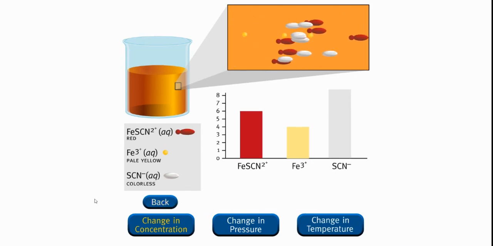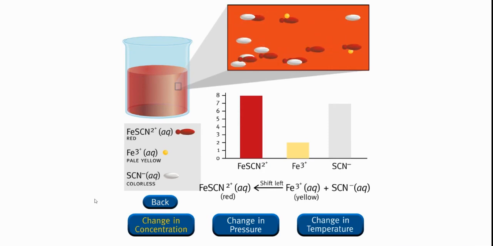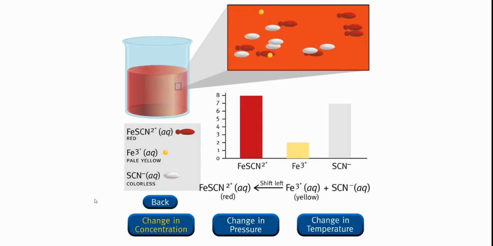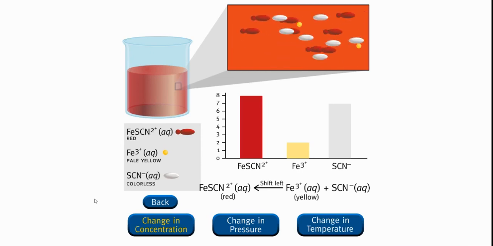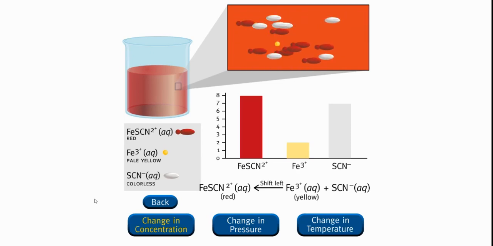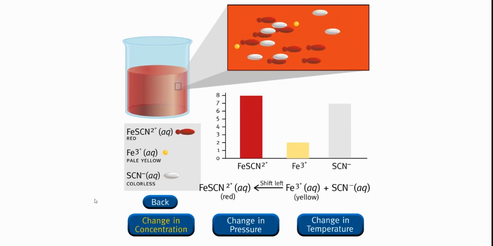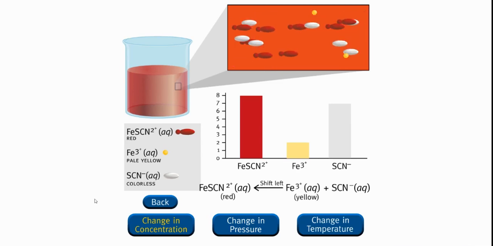In this case, the stress applied to the equilibrium system is an increase in the concentration of thiocyanate, SCN-, from the dissociation of sodium thiocyanate. To offset this stress, some iron 3+ ions react with some of the added thiocyanate ions, and the system shifts from right to left to re-establish equilibrium. When the system shifts to the left, iron thiocyanate ions are produced, which have a red color. Consequently, the red color of the solution deepens as more iron thiocyanate ions, FeSCN2+, are produced. Note that the sodium ions are not shown in the simulation because they are spectator ions.